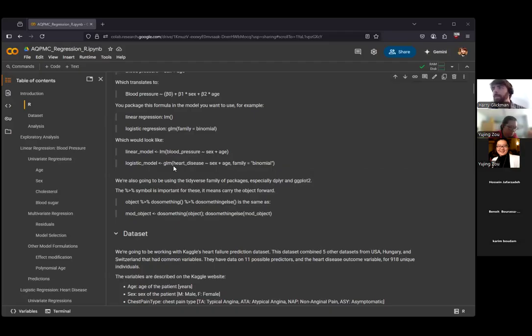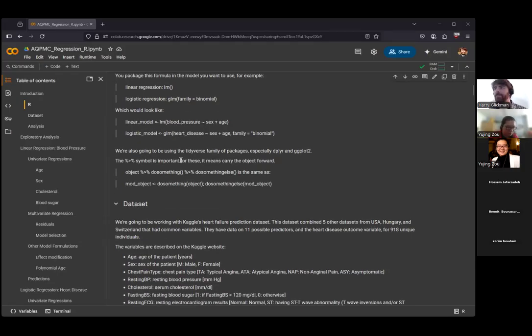Another thing I'll say is that this left arrow here is the same thing as an equal sign in R. They're used interchangeably. You can use either one you want. We're going to be using, as I said, base R, but also the tidyverse family of packages, especially dplyr and ggplot2. ggplot2 is the package that lets you create really nice publication quality images very easily.